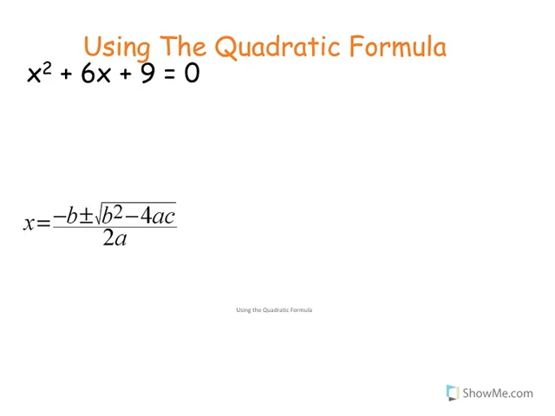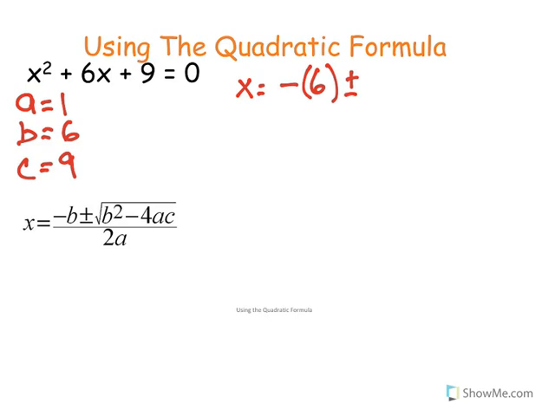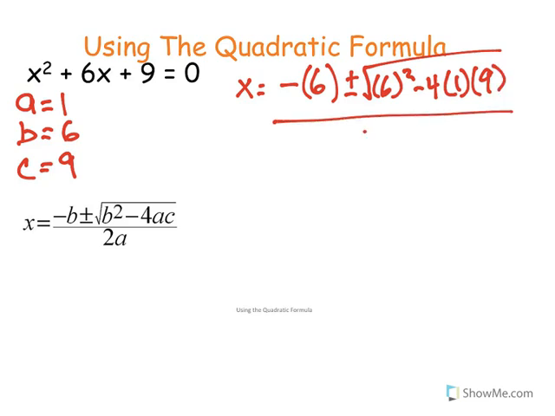All right, so we've got x squared plus 6x plus 9. So I'm going to quickly go through it: a is equal to 1, b is equal to 6, c is equal to 9. And now I'm going to jump to my formula. So my formula says x is equal to negative b, which is 6, plus or minus the square root of 6 squared minus 4 times 1 times 9. And we said that whole thing is divided by 2 times a, which is 1.